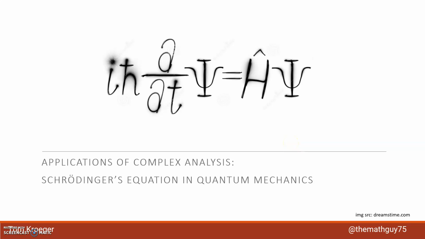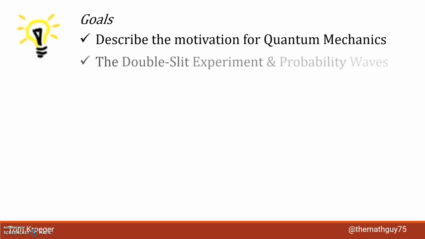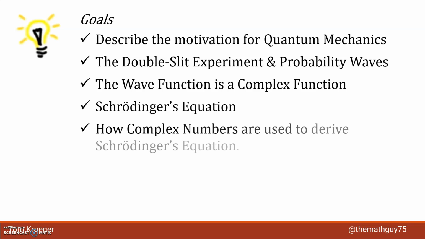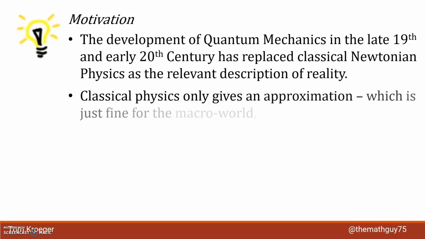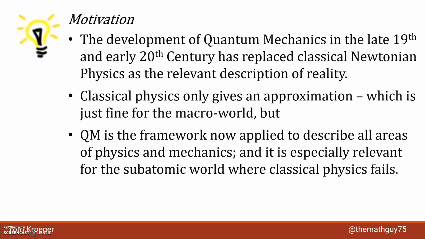Okay, so I'm going to talk about the applications of complex analysis in relation to Schrodinger's equation in quantum mechanics. The goals of this video are to describe the motivation for quantum mechanics in general, talk about the double slit experiment and probability waves, talk about the wave function as a complex function, look at Schrodinger's equation and different parts of it, and how the complex numbers are used to derive Schrodinger's equation. So let's get started.